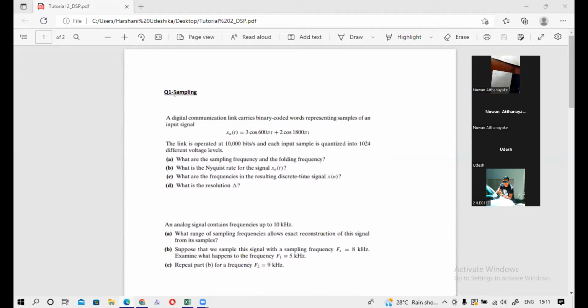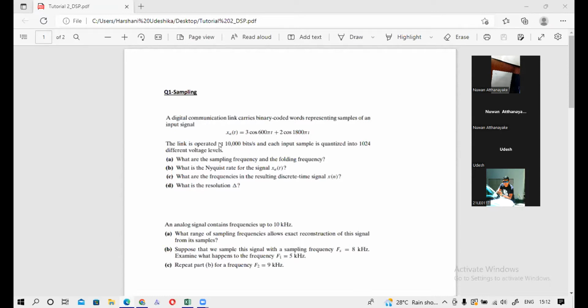So our first question is related with the sampling. So the question is, we are given a digital communication link. And it is said that the link capacity, the data rate of the link, is 10,000 bit per second. This transmission line can be a guided or unguided media, we don't know. That information is not given, but the data rate is given, that is 10,000 bit per second.